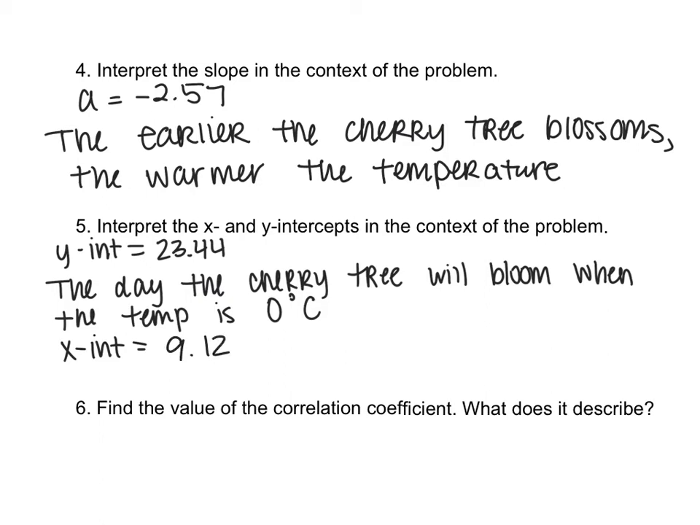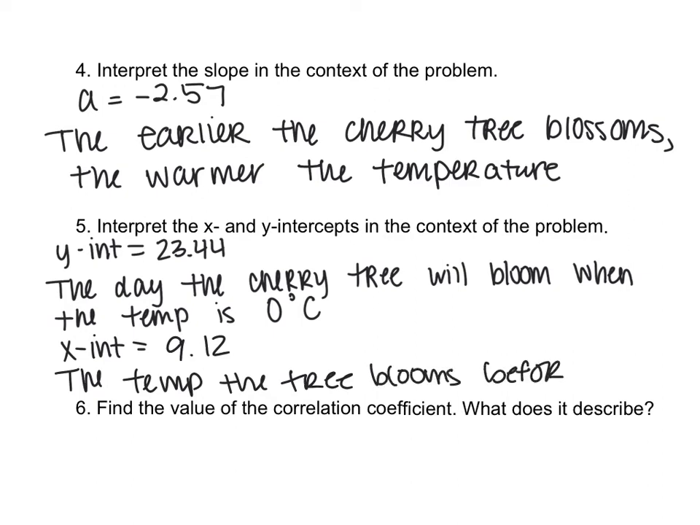So saying that it's the temp, the tree blooms before April. So pretty much if the temperature is 9.12 degrees Celsius or higher for the average March temperature, the cherry tree should bloom before April even starts.